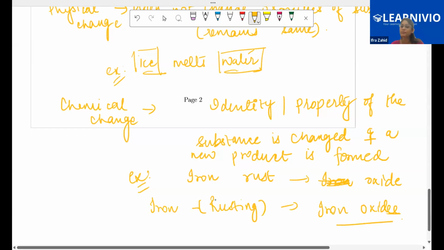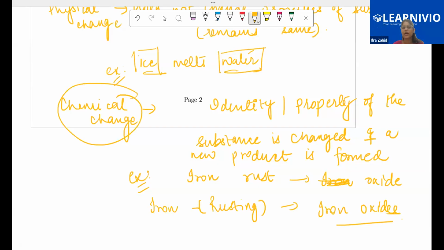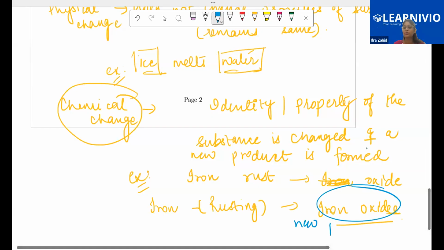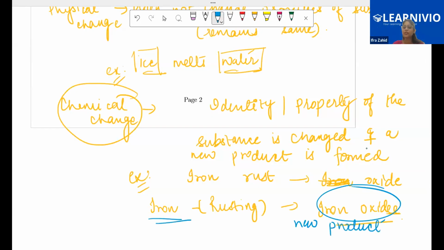Okay, ma'am. This is a chemical change because a whole new thing is formed here. Iron oxide. That's a new product which is obtained. And the properties of the previous one have changed. Changed properties. Clear?